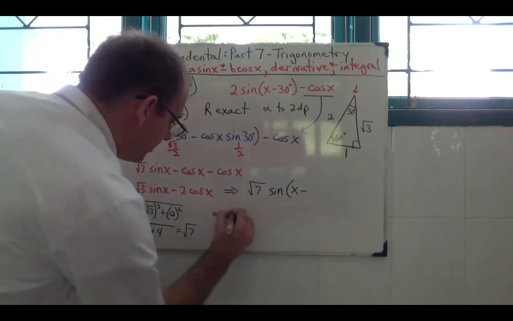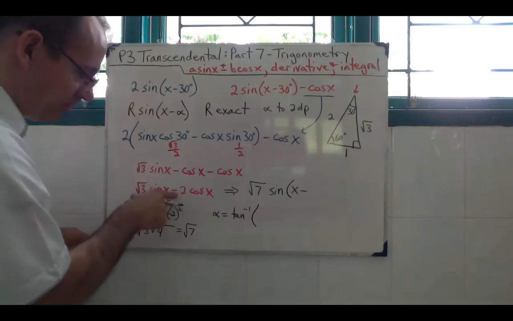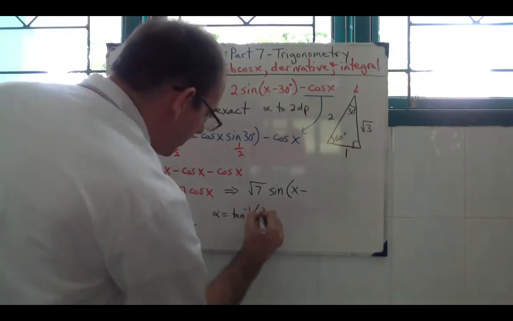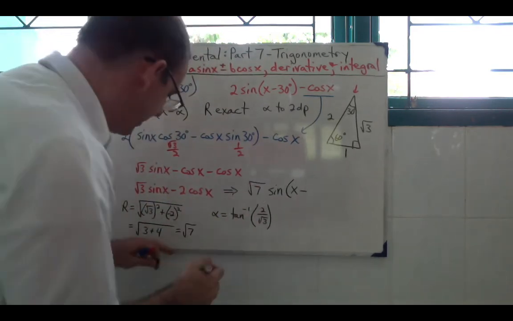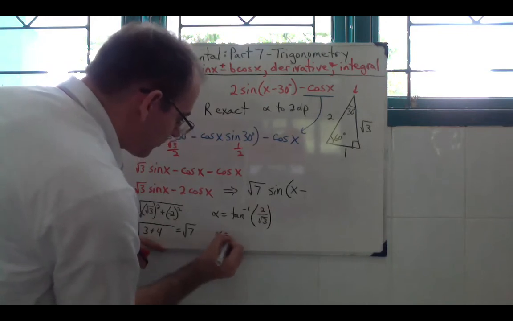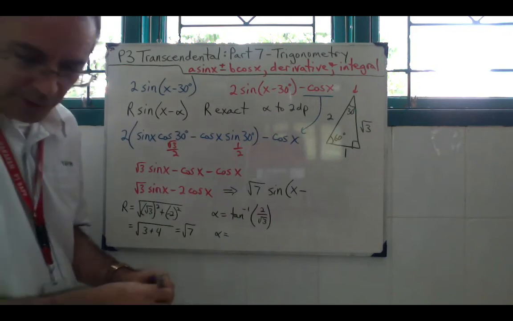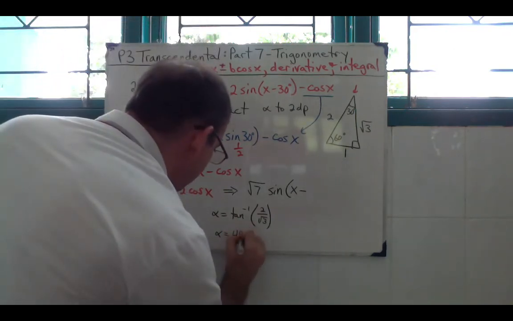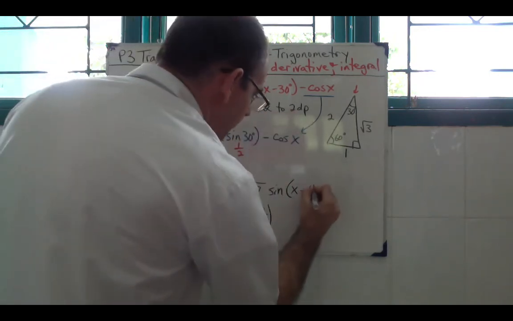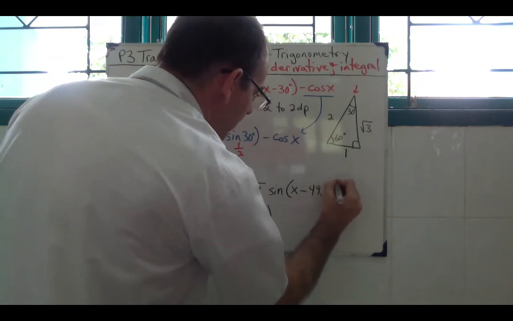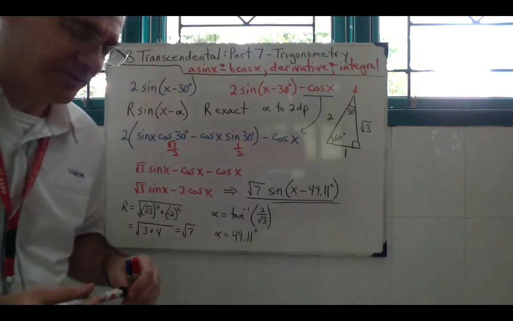Now we've got to find the alpha. The alpha is going to be the inverse tangent of b over a. Again, you don't need the negative, just the 2 over the root 3. You don't need the negative because we always get a first quadrant answer for our alpha. And our alpha, when we do this, comes out to 49.11, to 2 decimal places. So 49.11 degrees. This right here is the answer that we're looking for.